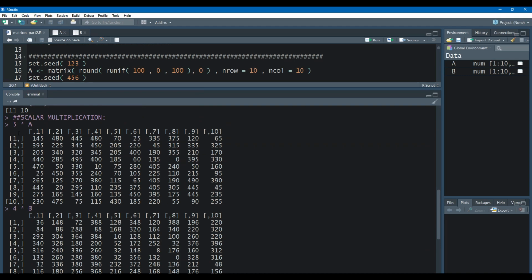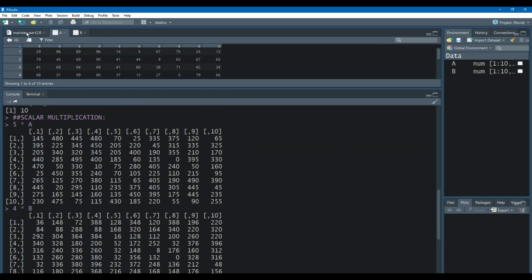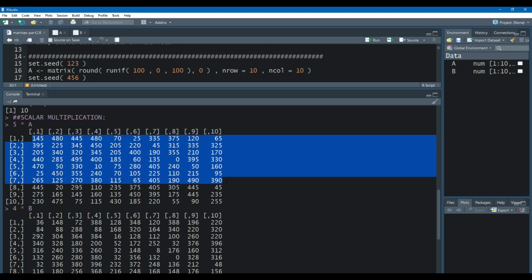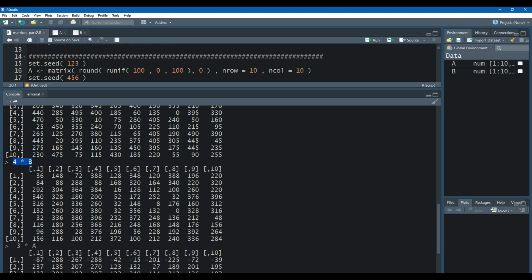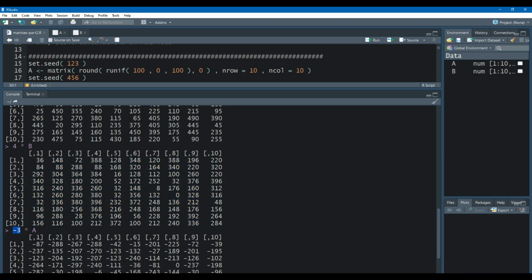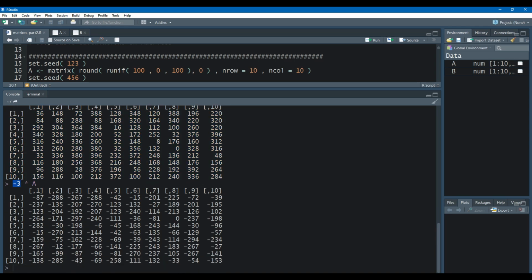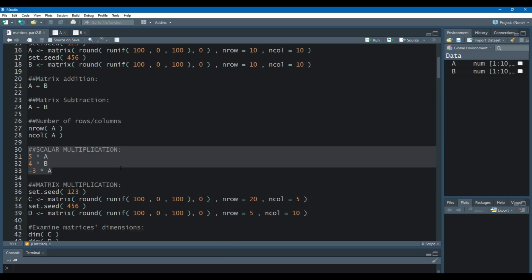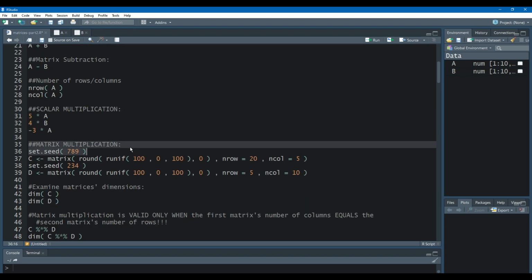Here we have 5 times A, right? 29 times 5, 145. So this scalar, which is 5, is multiplied by our matrix A, and it's multiplied by every single element in A. Same with 4 times B. 4 is multiplied with every single element of B, and negative 3. Negative 3 is another scalar. It's just a negative scalar multiplied by every single element of A, and here we have it. So that's scalar multiplication.